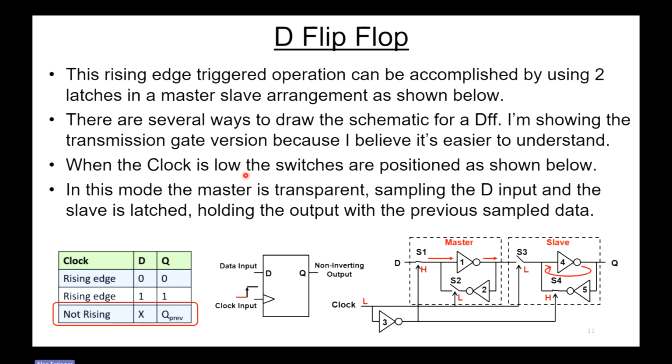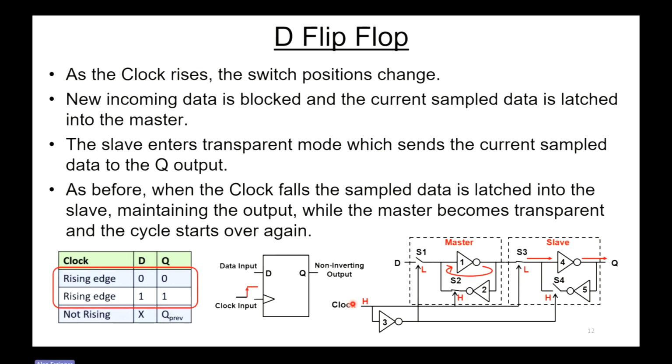So when the clock is low, the switches are positioned as shown here. And in this mode, the master is transparent and it's sampling the D input, and the slave is latched. And the slave is holding the previous sample data and outputting it on the Q output. So that would be this part of the truth table right here. So again, the master is transparent and the slave is latched.